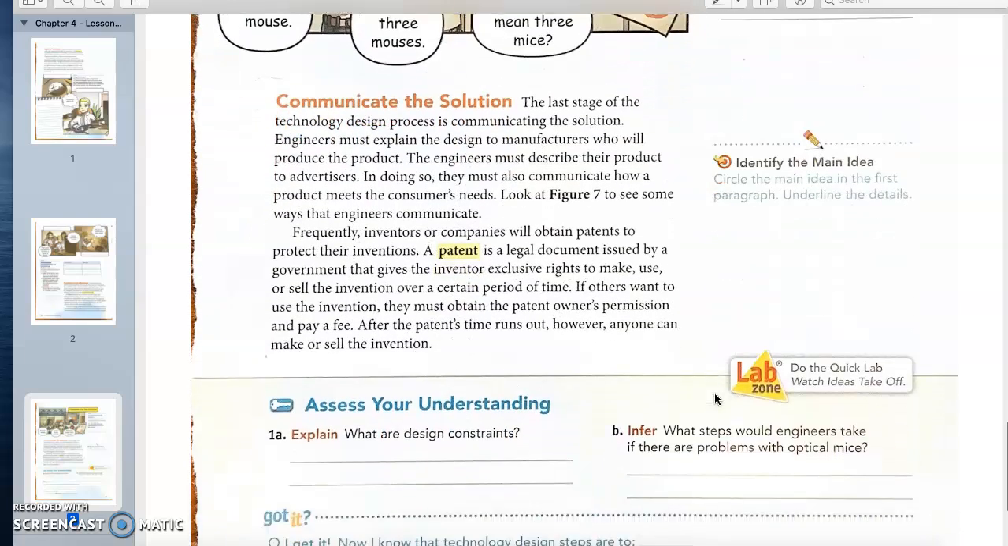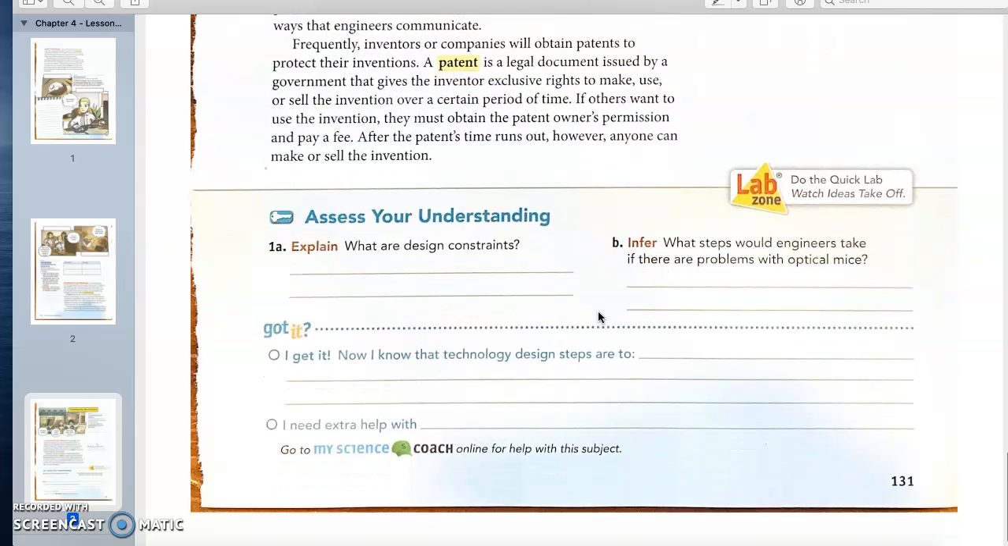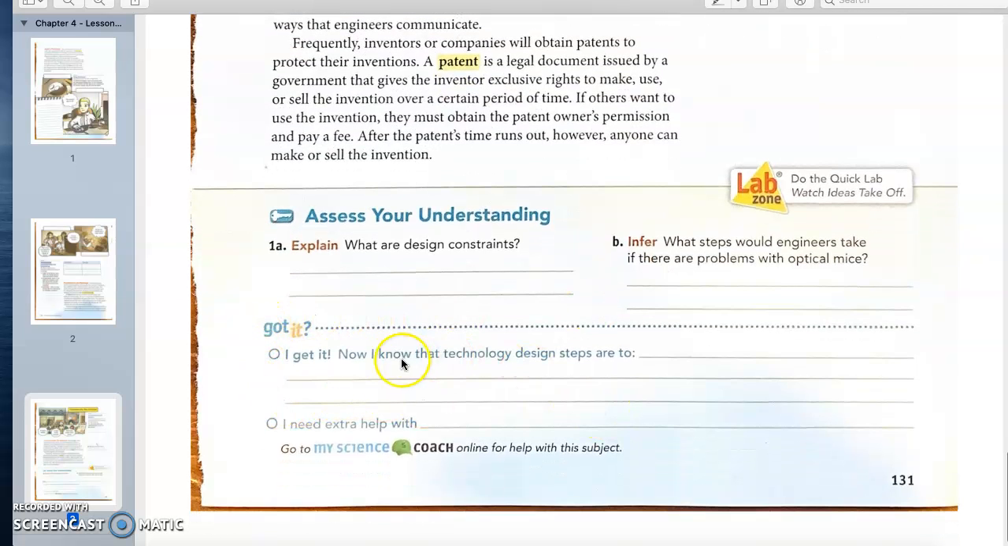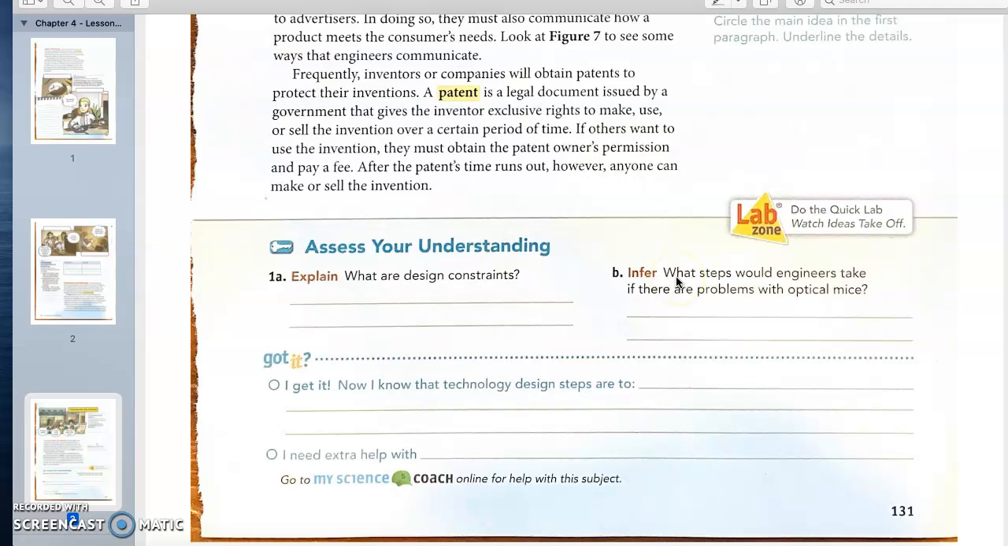The last thing you need to do with your reading today is fill in the assessing your understanding. So first you're going to explain what are design constraints, and then you're going to infer what steps would engineers take if there was a problem with an optical mice. Finally, under Got It, I want you to write down the steps to the technology design process.